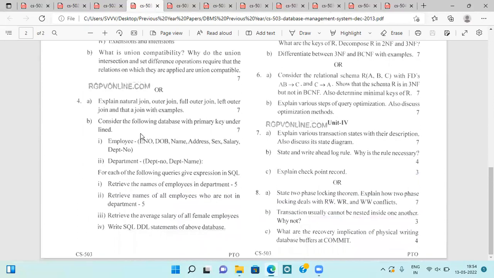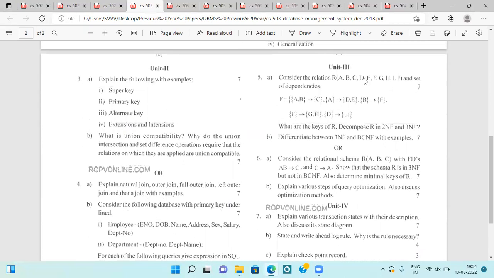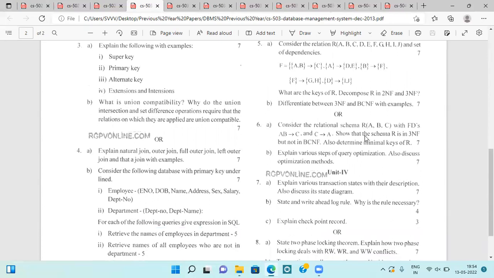union compatibility, natural join, all types of join, natural, outer, full outer, left outer, right, with the help of example. Then primary key, following database with primary key are given. A database is given and based on this database, we have to solve following questions, right? Then again a relation is given and set of dependencies are given. We need to find the keys of this relation R and decompose this R in 2NF and 3NF.